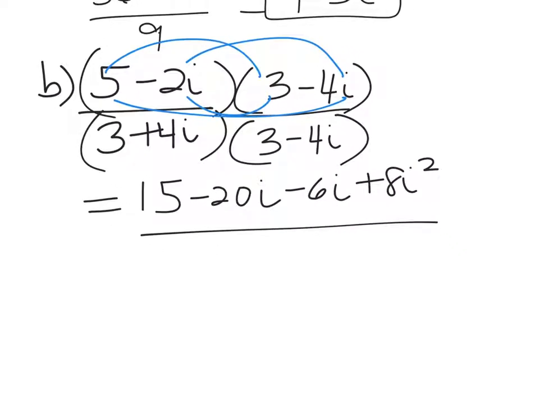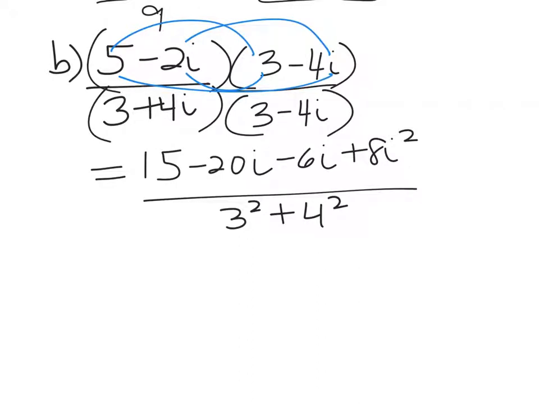And then on the bottom, I can use my shortcut. And my shortcut says to do 3 squared plus 4 squared. Don't you love that shortcut? And it works only for conjugates. 3 squared plus 4 squared. Okay, so let's fix everything.